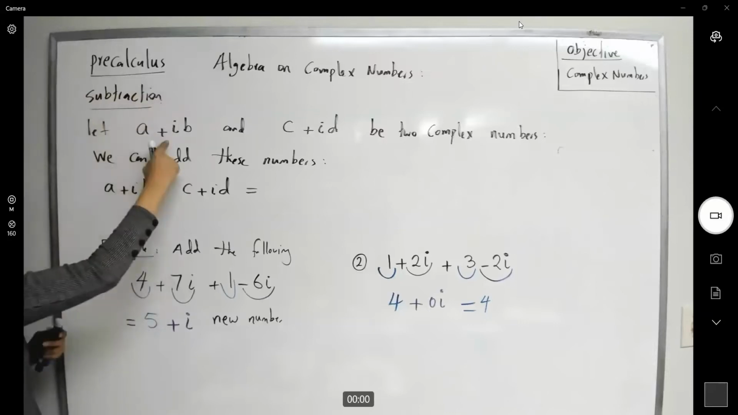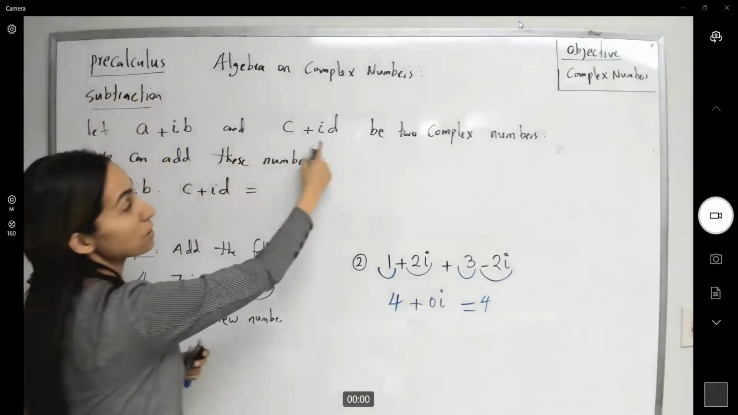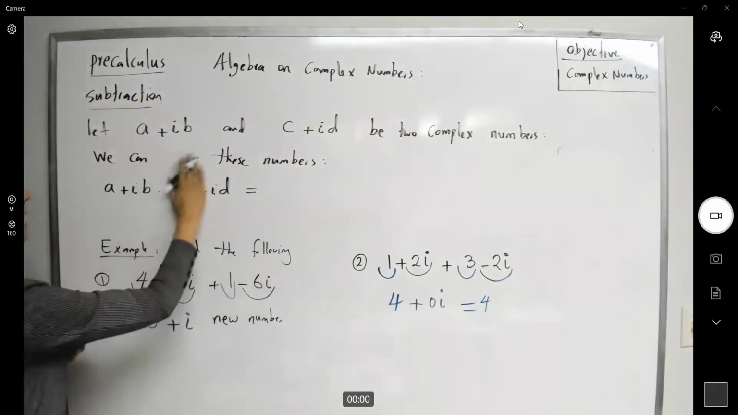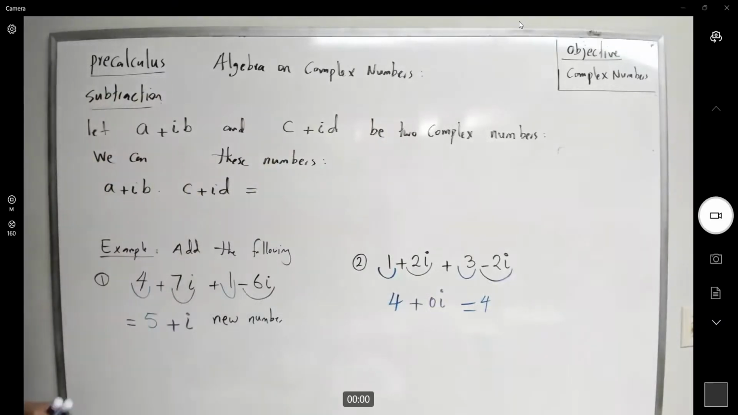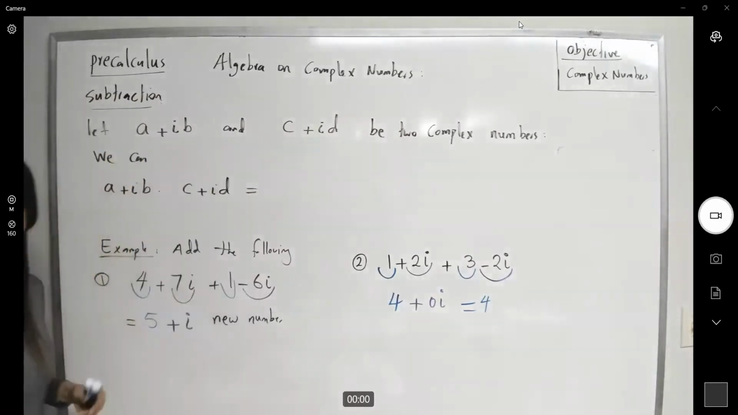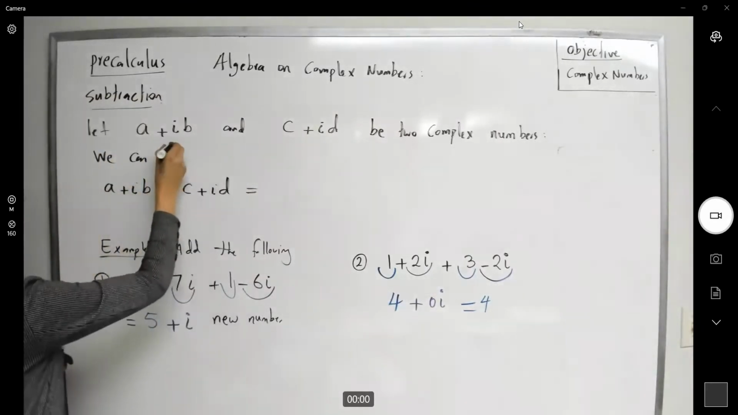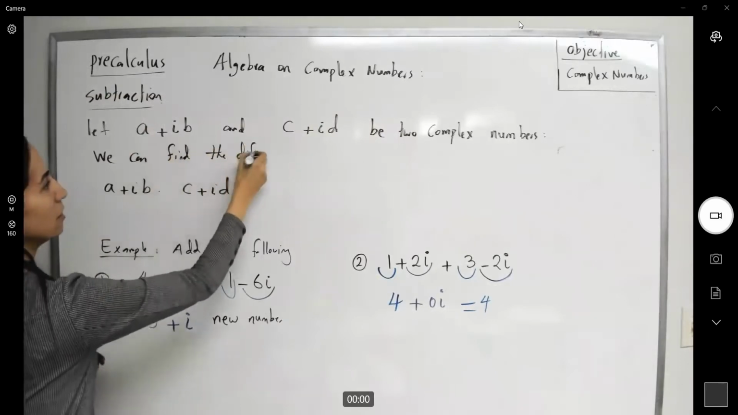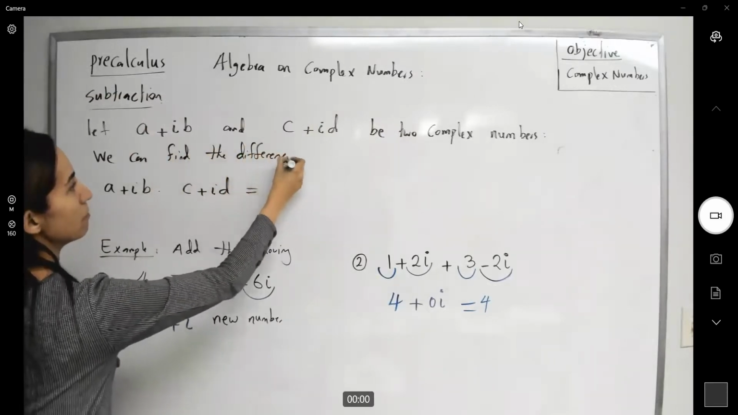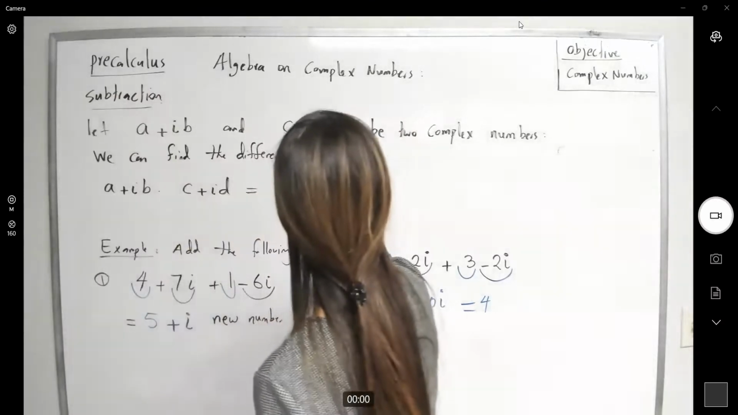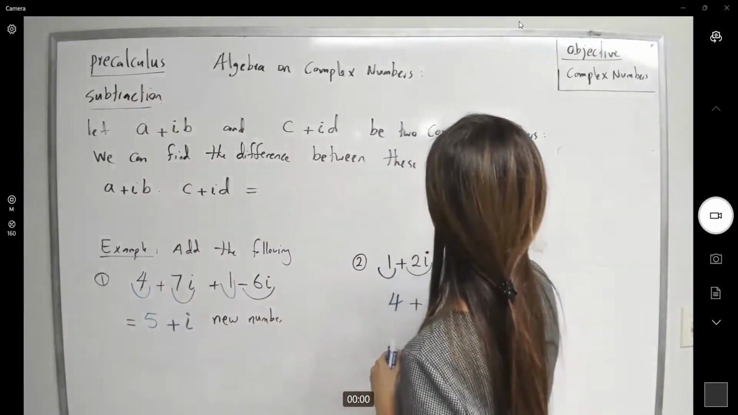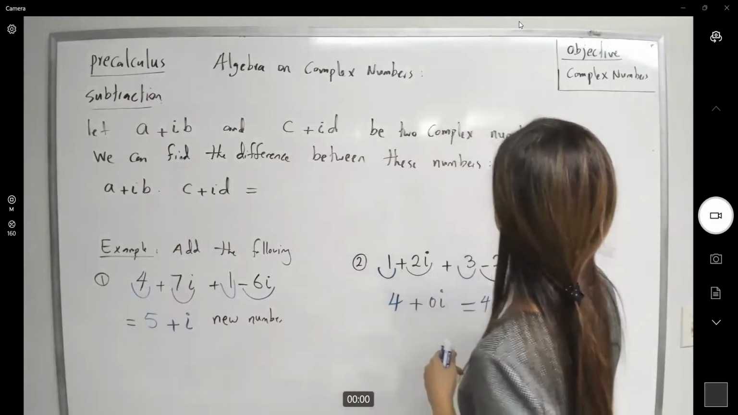So let A plus iB and C plus iD be 2 complex numbers. We can subtract them, find the difference between these 2 numbers. But how?